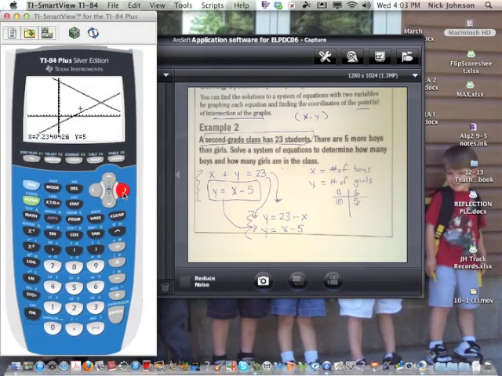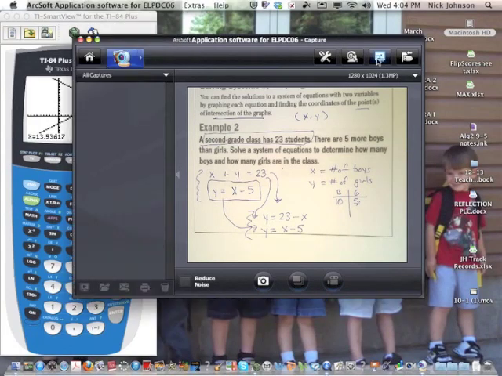If I move my cursor over to the point where these two lines intersect, I think I'm about right on it. As you can see, my x value is pretty close to 14, and my y value would be 9. Why am I rounding it? Because you can't have 13.9 people. You can't have 8.8 people. So my x value is going to be 14, and my y value is going to be 9.